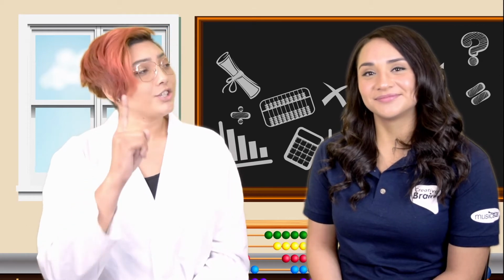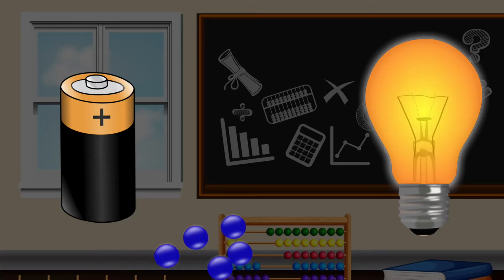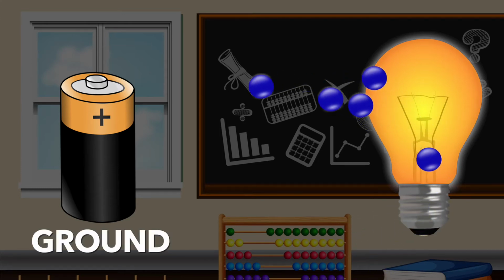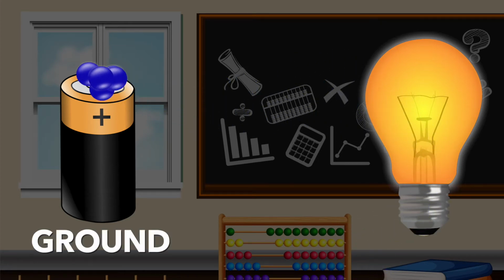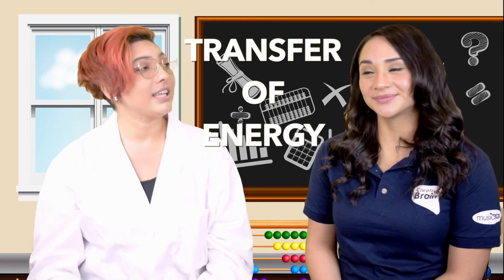Great question, Miss Priscilla. The electrons are flowing in one direction the entire time. They are being repelled from the negative, or what's called the ground side of the battery, and pushed through the light bulb back into the positive side of the battery. This process is all about the transfer of energy from the electrons. Isn't that interesting, Miss Priscilla? That is very interesting. Wow.